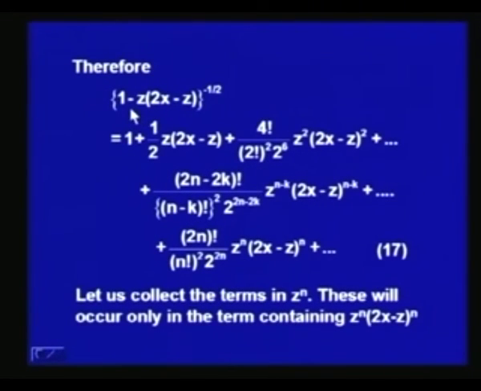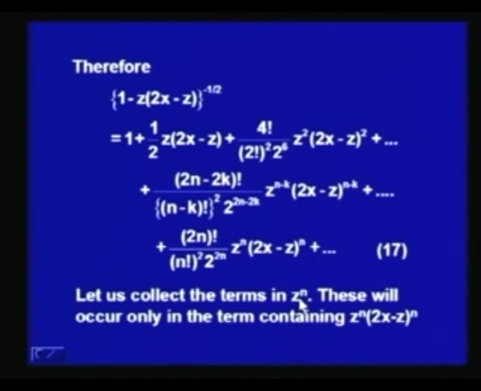And therefore, let us put now t equal to z into (2x minus z). We will get the expansion of 1 minus 2xz plus z square raised to the power minus half as 1 plus half z into (2x minus z) plus 4 factorial over (2 factorial square 2 to the power 4) z square (2x minus z) whole square, plus and so on, this is the n minus k plus 1th term, and then we have this n plus 1th term here.